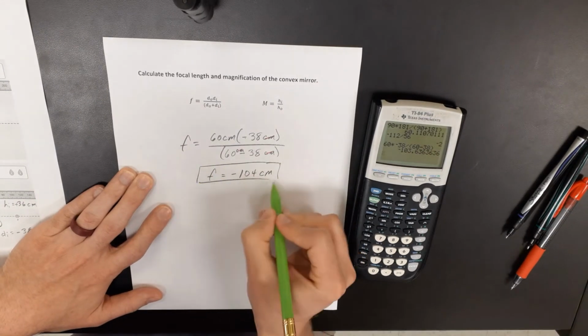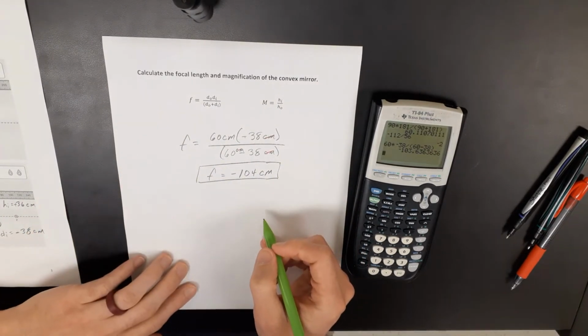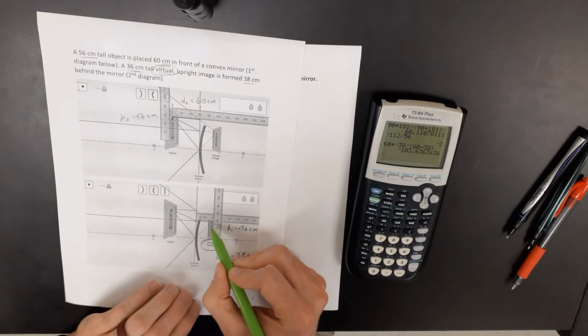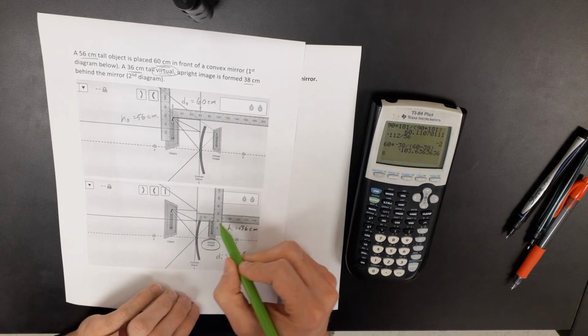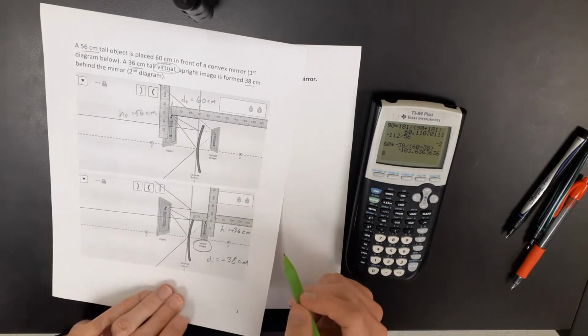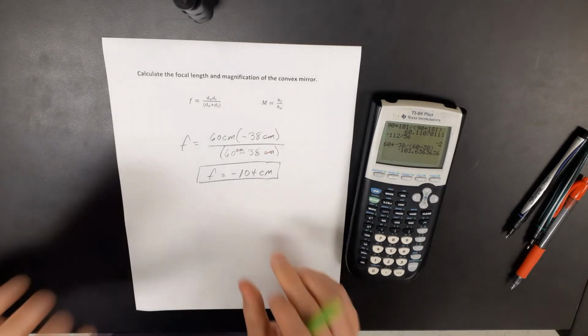Negative 104 centimeters. Now there's definitely a little bit of error in my measurements here, in trying to estimate exactly the height of this thing and its image and object distance. So there's a little leeway in there.